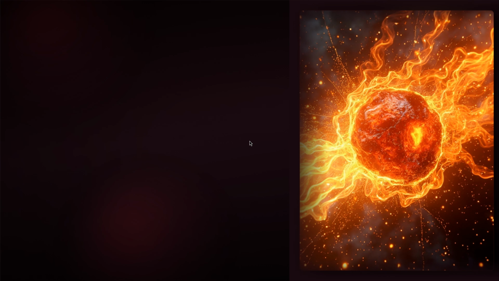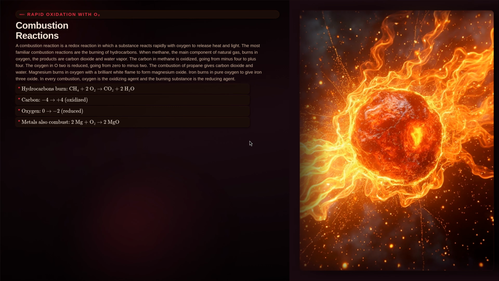A combustion reaction is a redox reaction in which a substance reacts rapidly with oxygen, usually a gas, to release heat and light. The most familiar combustion reactions are the burning of hydrocarbons and other fuels. When methane, the main component of natural gas, burns in oxygen, the products are carbon dioxide and water vapor.